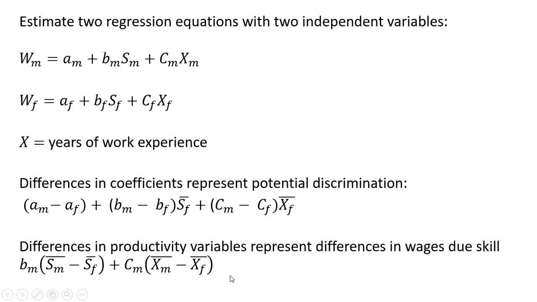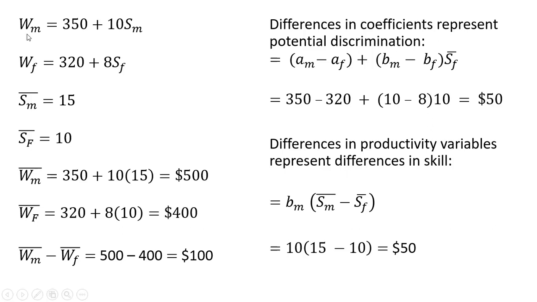All right, let's do a numerical example. So here is an estimated regression equation for males. The wages of males, maybe weekly earnings here, equals 350 plus 10 times S, which is years of schooling. And for females, we get this equation. Let's assume in the data that the average years of schooling for males is 15 and the average years of schooling for females is 10. So evaluating our regression equations at these mean values, we get the mean wage for males of $500, the mean wage of females of $400. Therefore, the raw wage differential is $100.